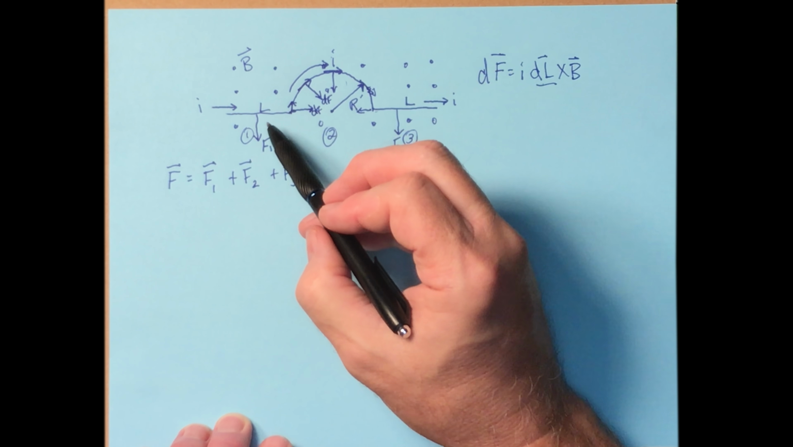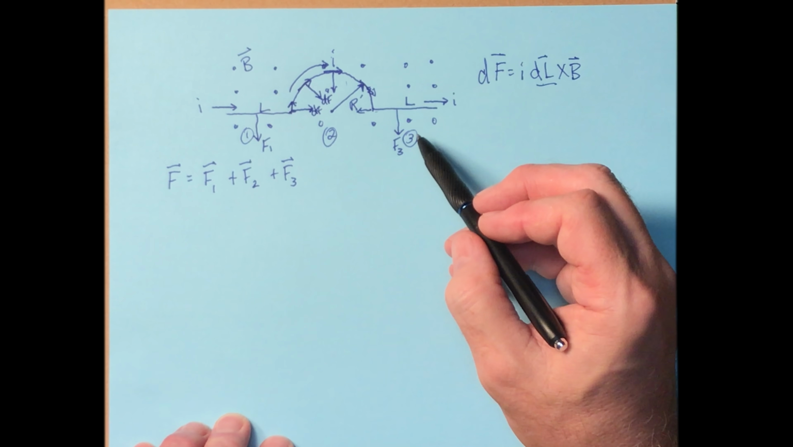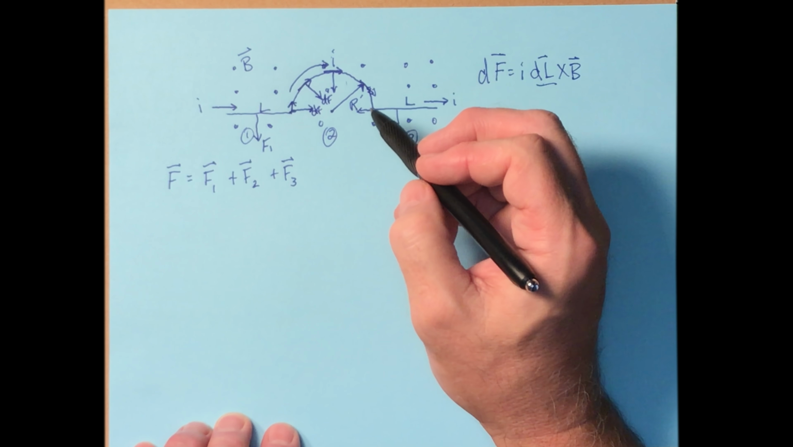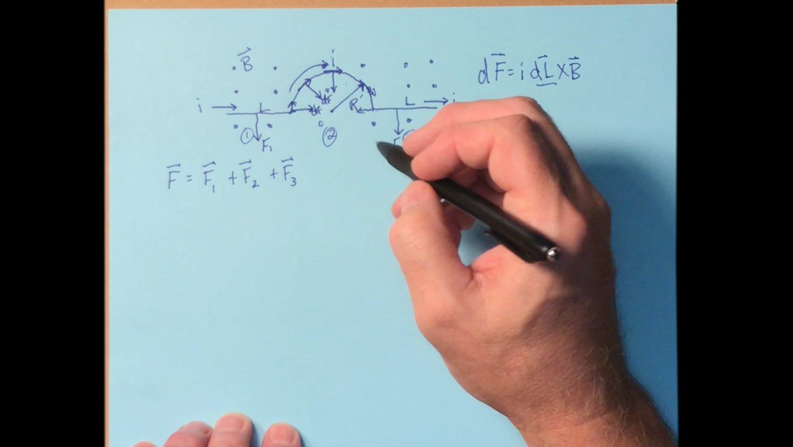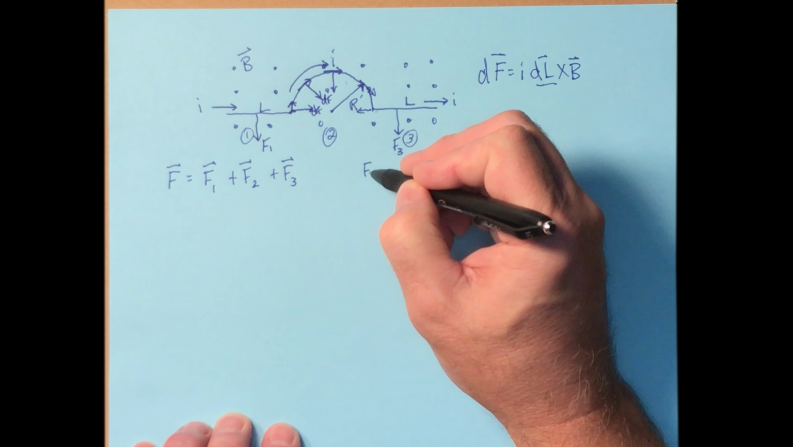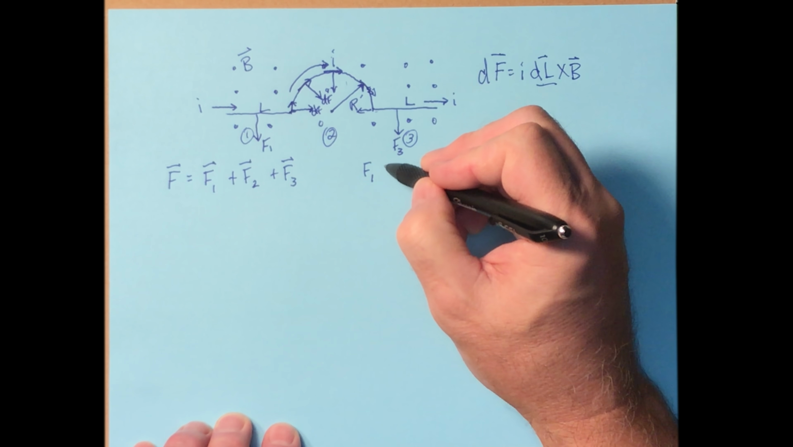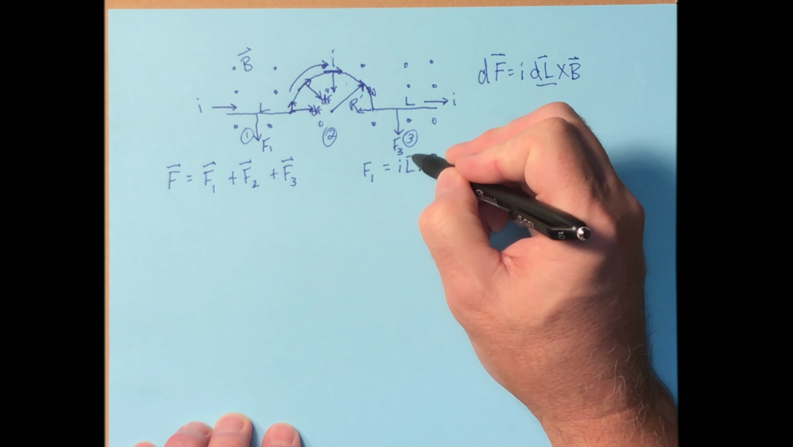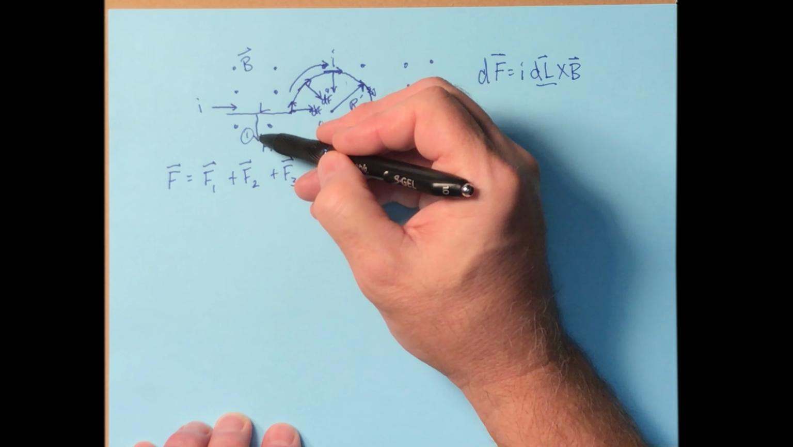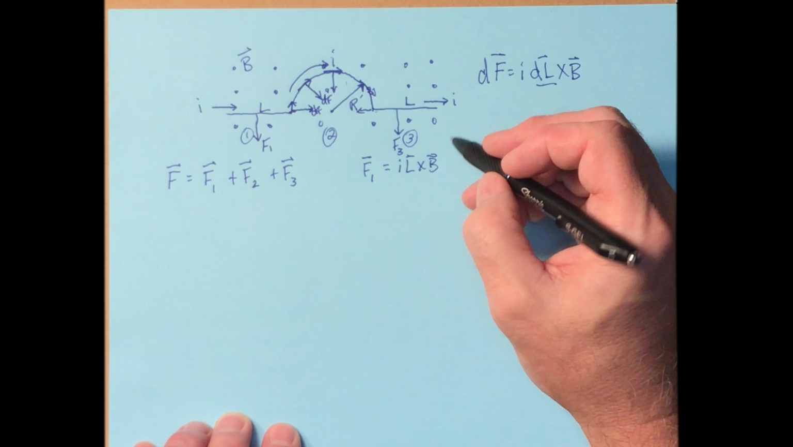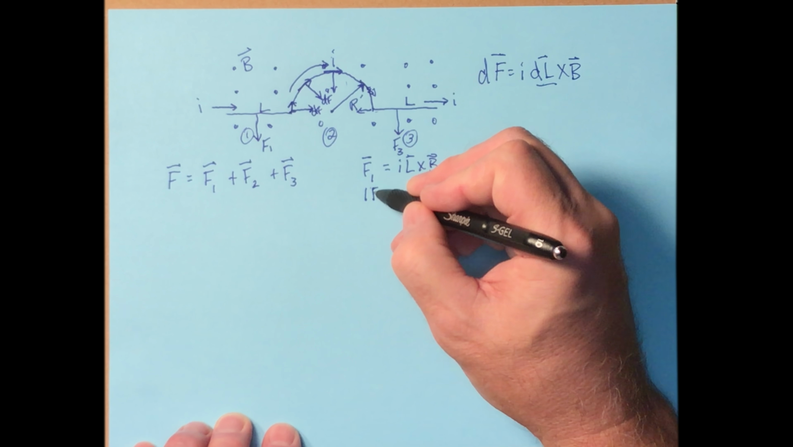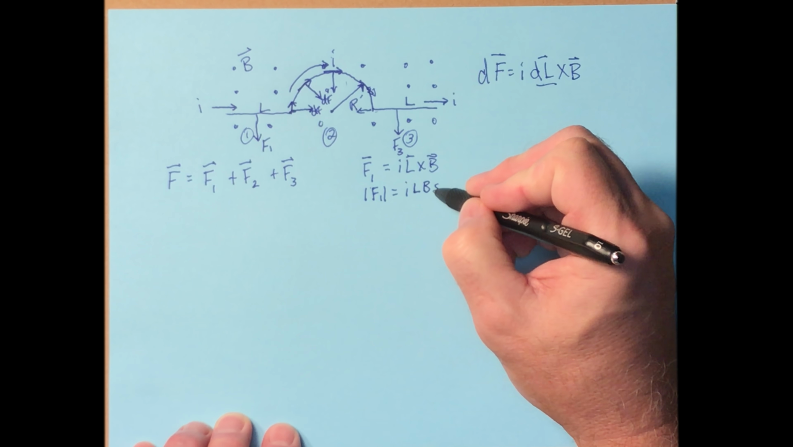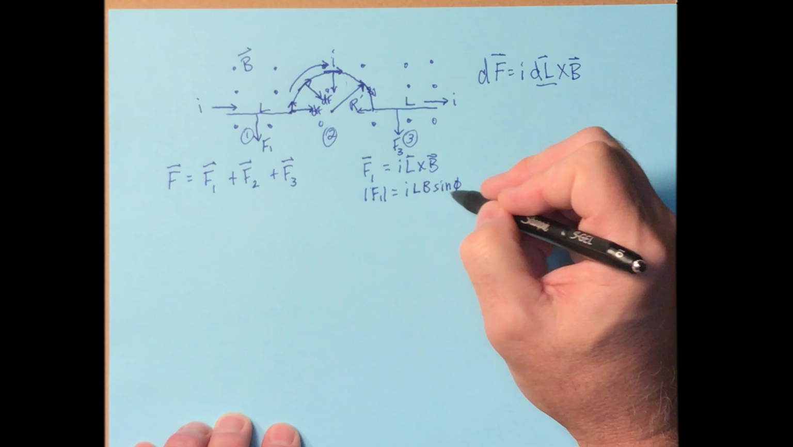All right, so dealing with section 1 and dealing with section 3 is going to be straightforward. Dealing with section 2, we're going to have to do a little bit of math. Okay, so let's break this up and deal first of all with section 1. Well, for section 1, that's pretty straightforward. It's I dl cross B. We know the direction from the right-hand rule, so we need to determine the magnitude of F1, and that's just I, L, B times the sine of the angle between L and B.